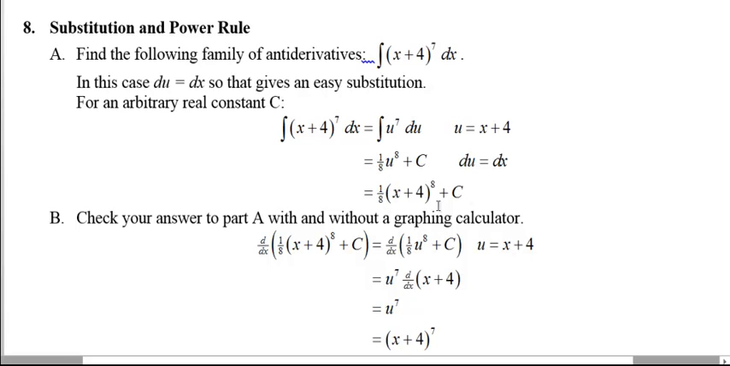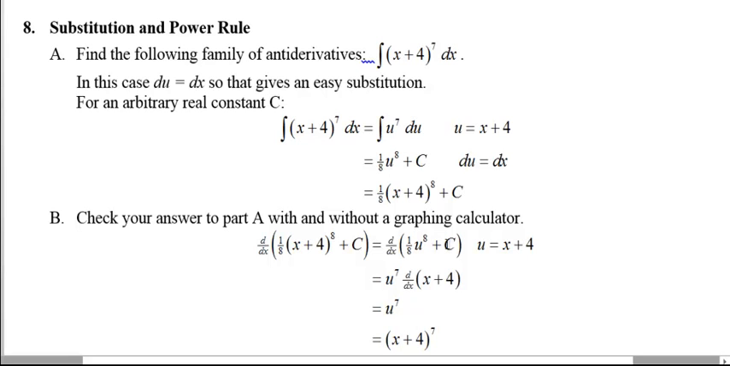We take the derivative of our answer. We're taking the derivative of 1/8 (x plus 4) to the 8th plus c, which is the derivative of 1/8 u to the 8th plus c with that same substitution, u equals x plus 4. Now, of course, as always, the derivative of the sum is the sum of the derivatives, and the derivative of a constant is 0. So that c just disappears.